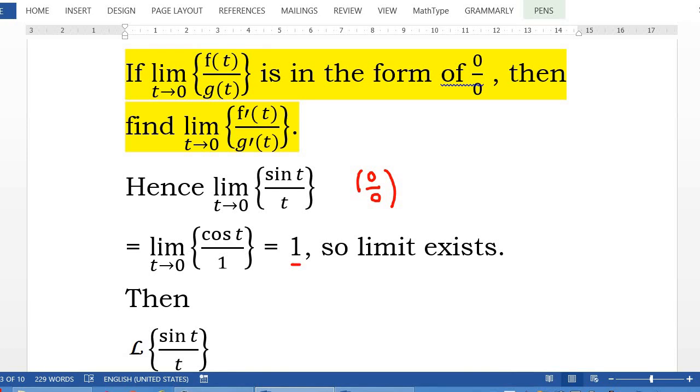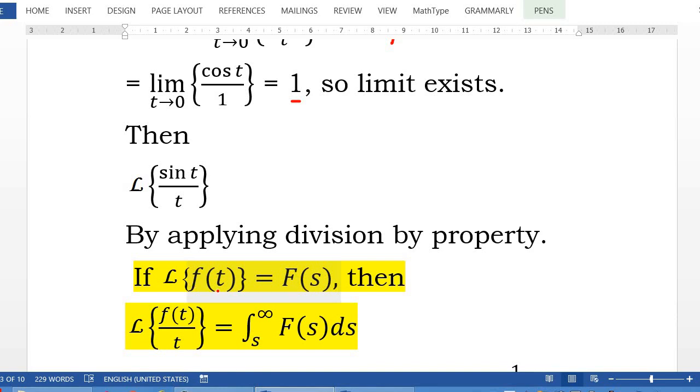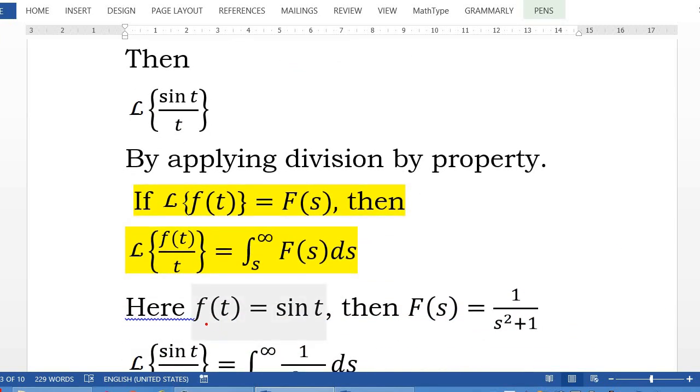Okay, if the limit exists, then you can use the division by t property, which says that if the Laplace transform for f(t) is F(s), then the Laplace transform for f(t) over t will be equal to the integral of F(s) ds from s to positive infinity. If you identify here, f(t) is equal to sin t. If you compare this form, f(t), which is in the numerator, is equal to sin t.